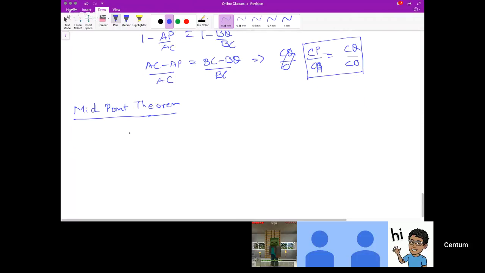Coming back to this, the midpoint theorem is related to BPT only. Let's say ABC is my triangle, and there is a line joining D and E, where D and E are the midpoints of AB and AC respectively. So D is the midpoint of AB, and E is the midpoint of AC.